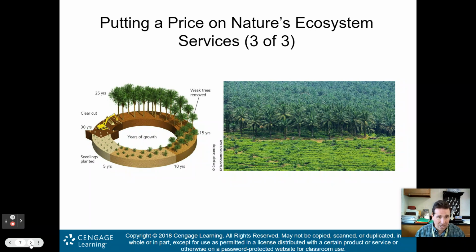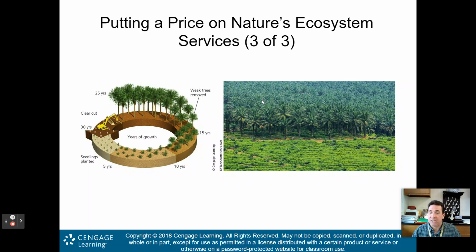So what we had here, this is basically an oil palm tree plantation. We used to have here a tropical forest, which had a bunch of different trees, right? A lot of biodiversity. It was cut down, and only palm oil trees were planted, right? Why? Because you want to make money.